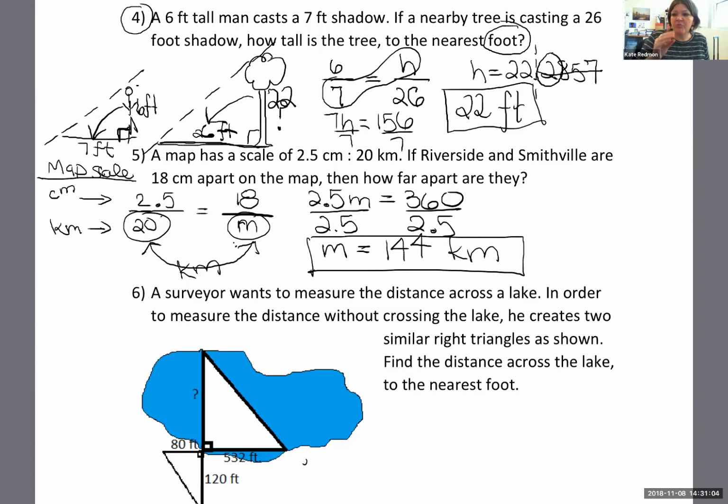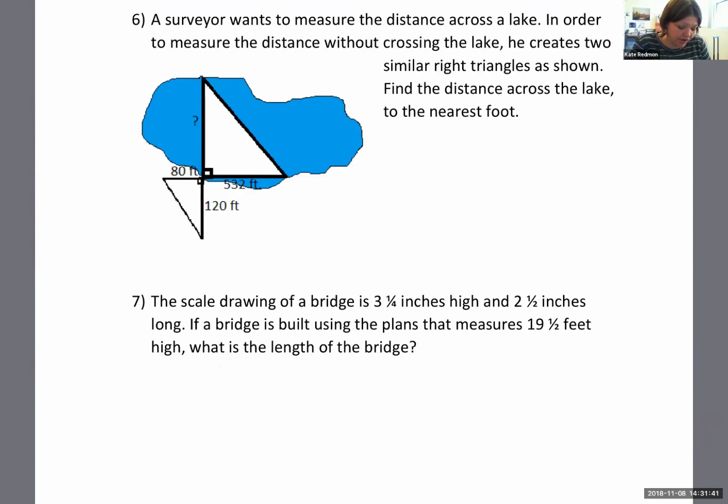Now, you guys have to apologize for this fact that I could not find any good free graphics for this in Creative Commons. So I had to create my own graphic, and I am a much better algebra teacher than I am a graphic designer. So here is my very ugly picture of a lake. A surveyor wants to measure the distance across a lake.